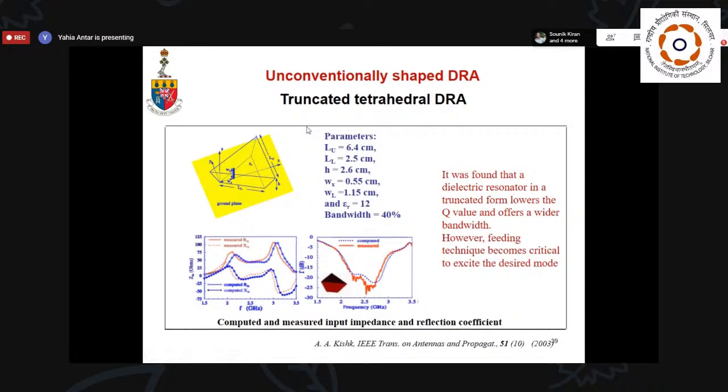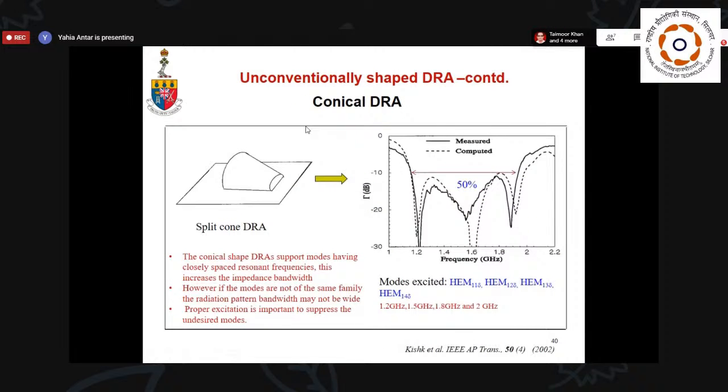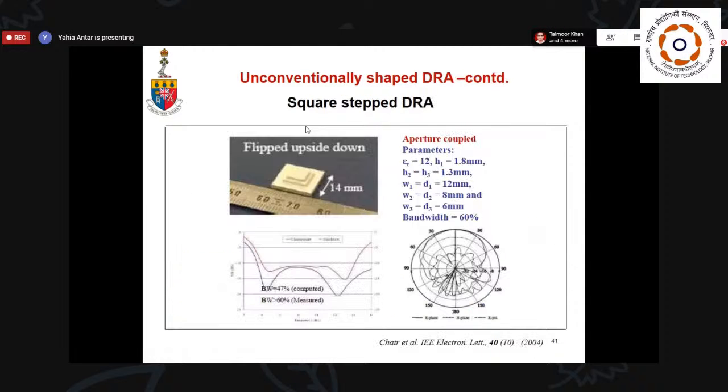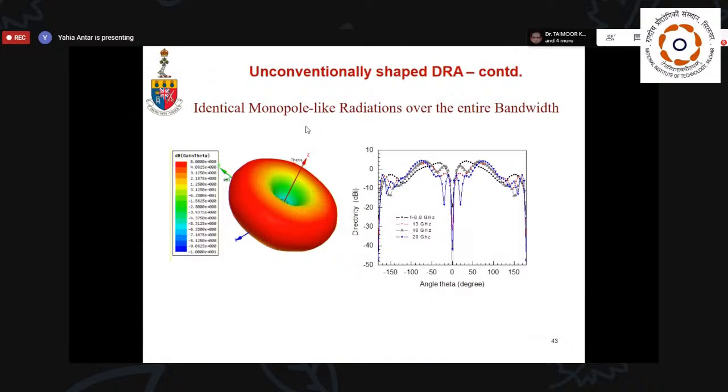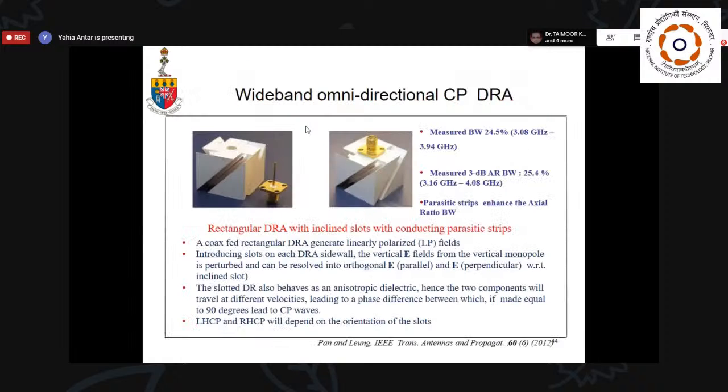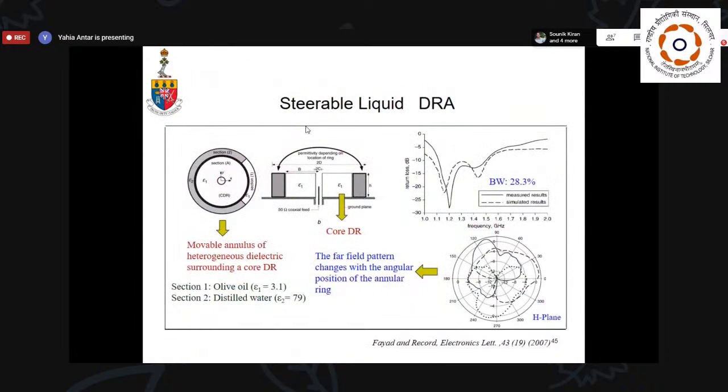There have been unconventional shapes. I'm sure Dr. Keshk talked about that, and conical shapes. I'm not going to go on that. And then we used unconventional shapes, cone shaped, and so on to do mode engineering and get certain radiation characteristics. And you can see some of this work in the literature and various wide banding techniques.